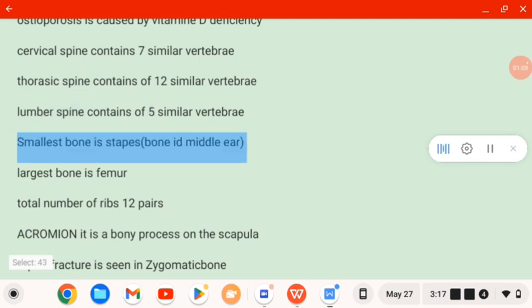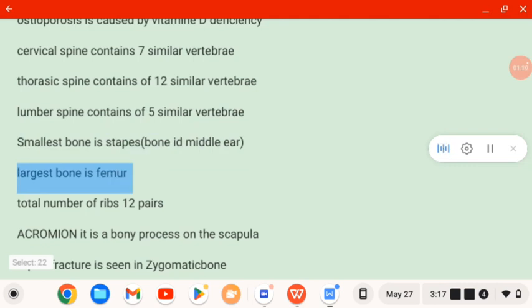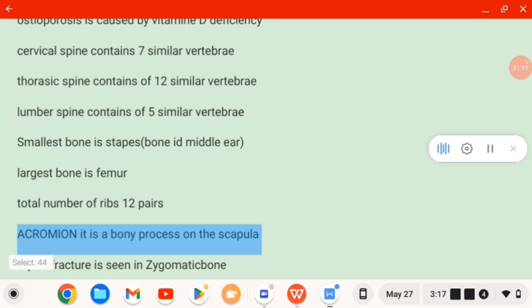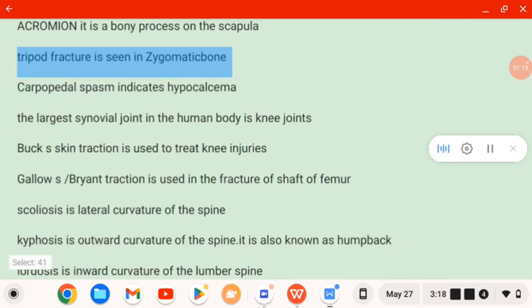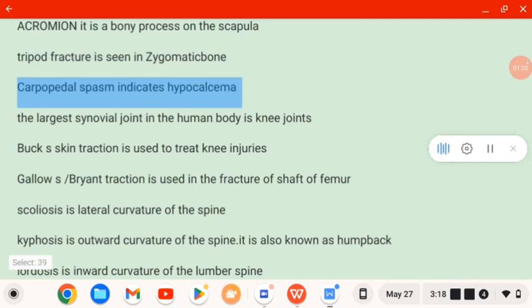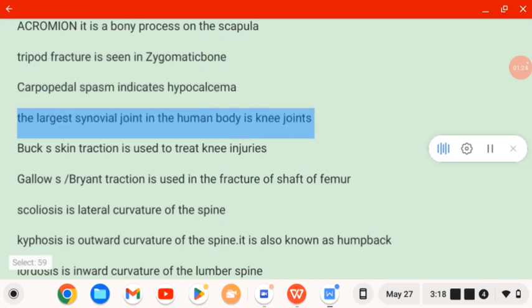Smallest bone is stapes bone in the middle ear. Largest bone is femur. Total number of ribs is 12 pairs. Acromion is a bony process on the scapula. Tripod fracture is seen in zygomatic bone. Carpopedal spasm indicates hypocalcemia. The largest synovial joint in the human body is the knee joint.